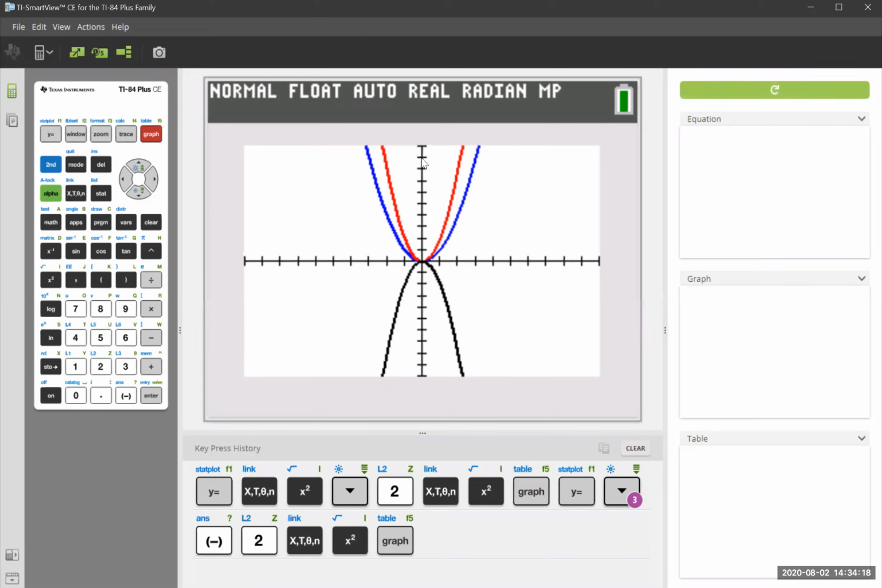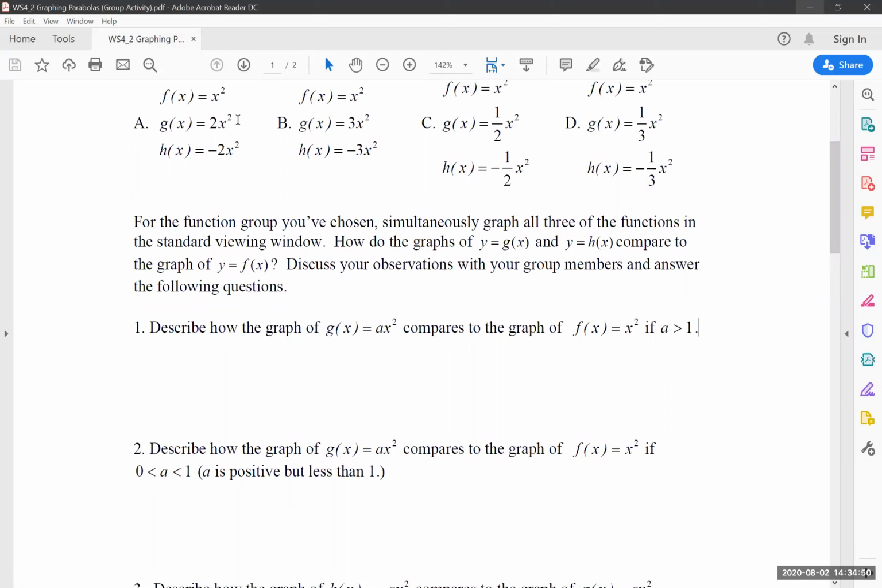So for number one, describe how the graph of g of x equaling a times x squared, in this case 2 times x squared, compares to the graph of f of x equaling x squared if a, in other words, this leading coefficient, is greater than 1. Well, we know what happens here. When I use something that is bigger than 1, my parabola is going to basically stretch or grow faster or pull in closer to our y-axis. In other words, it's going to get tighter looking.